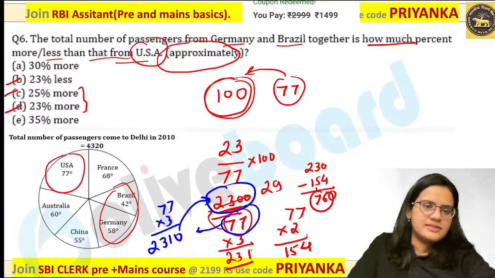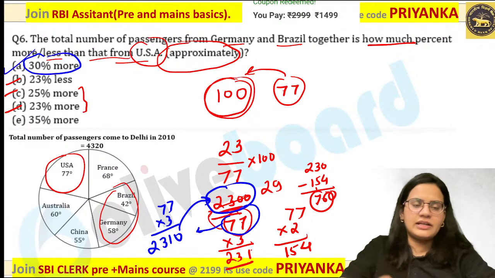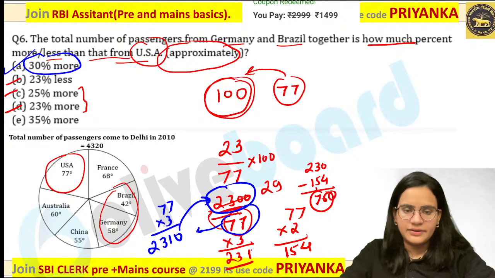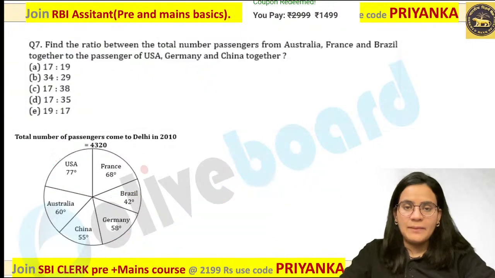So what is the perfect answer? 30% more is the perfect answer. I don't think any one of you got it right. Okay, so please check out the approximation question over here. Yes, can you try the next question?